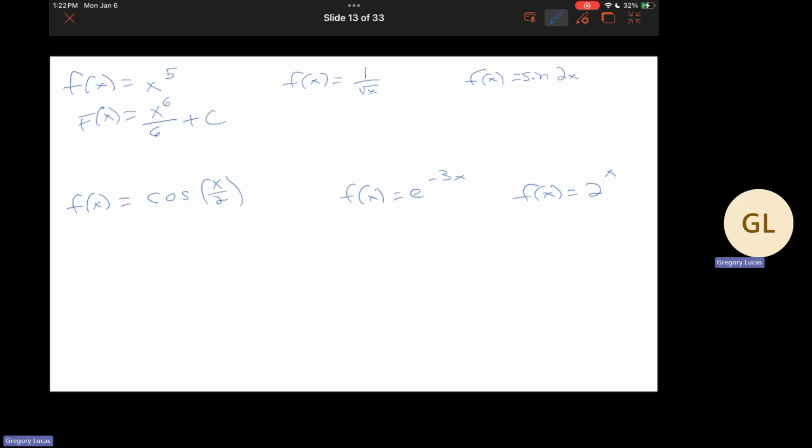We can kind of use that thought process here. If I have 1 over root x, or x to the negative 1/2, the original power would have had to be x to the 1/2. But again, we have to compensate for that when we move the number to the front with the power rule. So this would be 2 root x plus c.